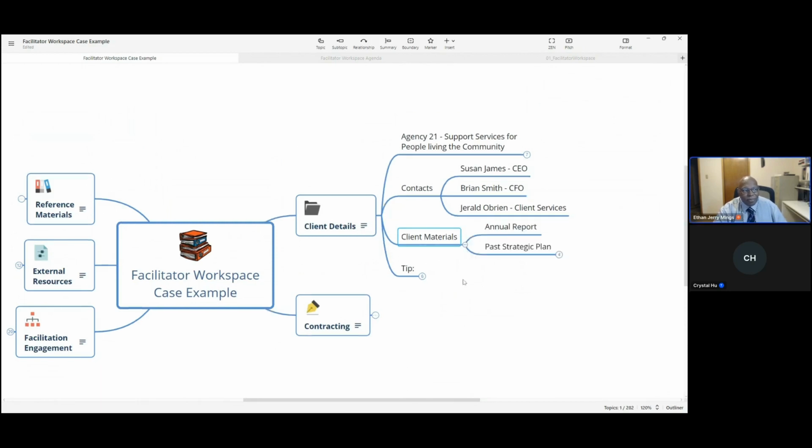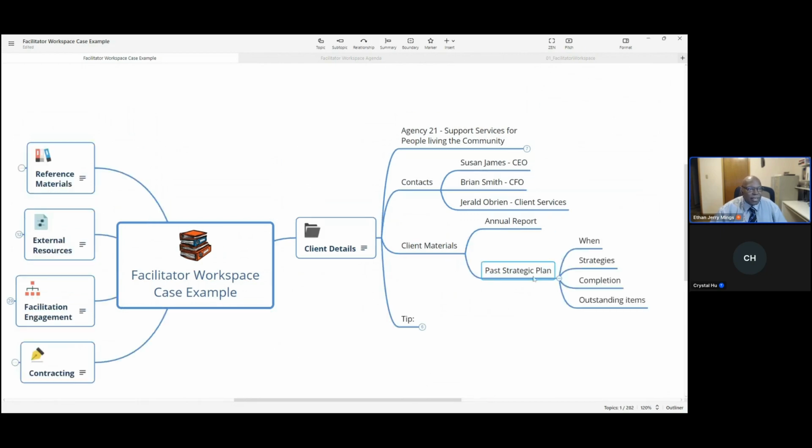They've also given me permission to look at their annual report and their past strategic plan. And from that past strategic plan, it gives me a sense of when it was last done, the strategies that were involved, the rate of completion, where they're at with it, and any outstanding items. And again, using the template, you can add those files to this document through links, and you can also make notes within each topic so you have some quick reference of what's taking place.